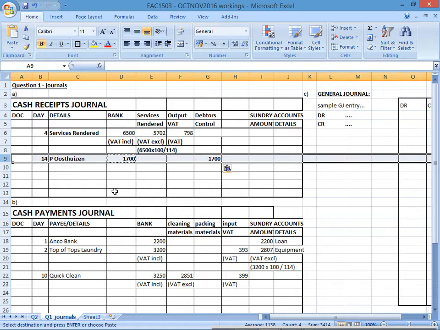No VAT on those receipts, because the VAT would have arisen when you sold to the debtor. So when I sold on credit, then I would have the output VAT, not when I received the money for outstanding payments. Make sense?